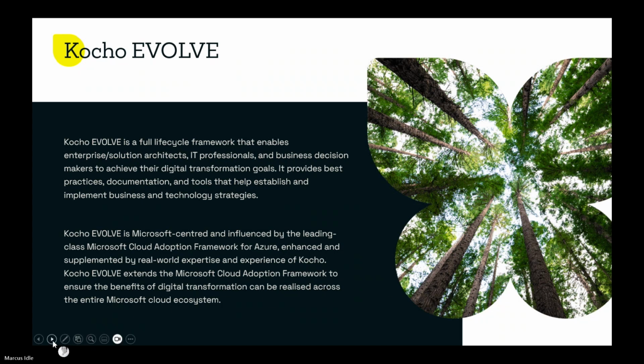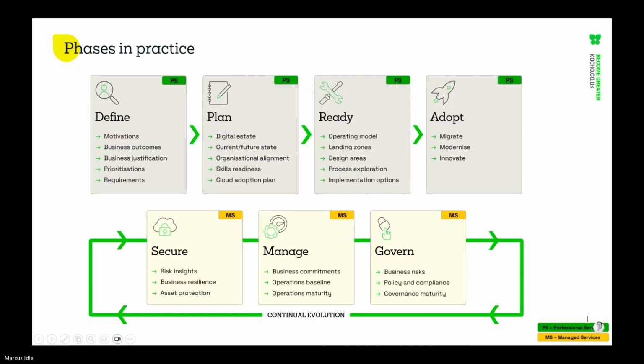So, what is Code to Evolve? At its highest level, this is what comprises Code to Evolve. These are the phases that make up the framework. We start with the top left there, which is define. Now, define is a phase in the framework that really is technology agnostic. So we do not typically talk about technology in this phase.